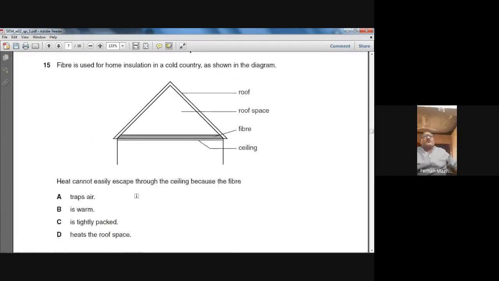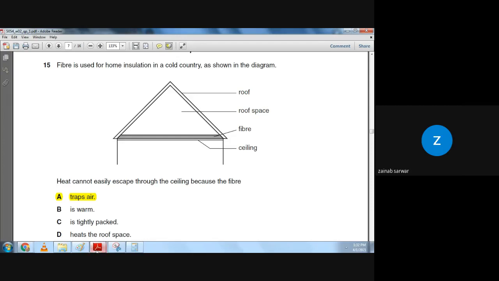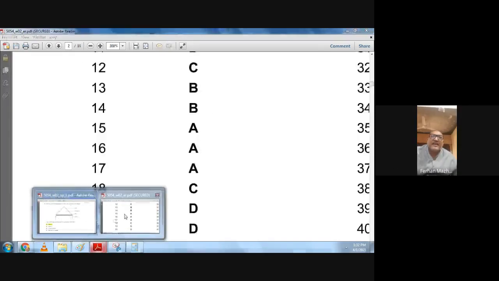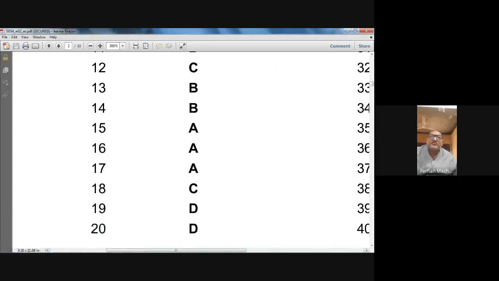Question number 15 on your screen. Fiber is used for home insulation in a cold country as shown in the diagram. We have roof space, fiber, ceiling. Heat cannot easily escape through the ceiling because the fiber traps the air. It's a famous fact. Fiber has air trapped in it. You understand? Yes, sir. Question number 15, A is the right answer.